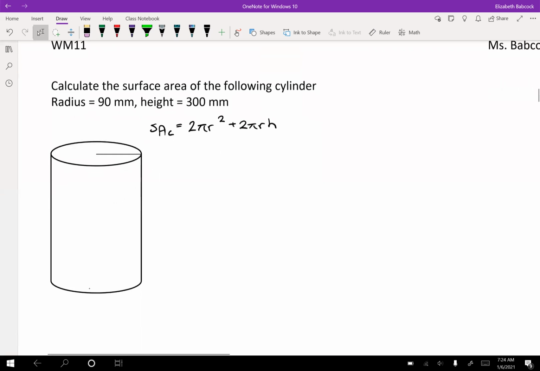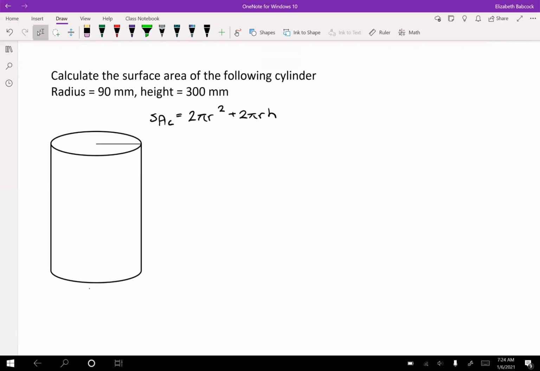Okay. So with this one, we are given everything that we need. We are given our radius is 90, our height is 300.